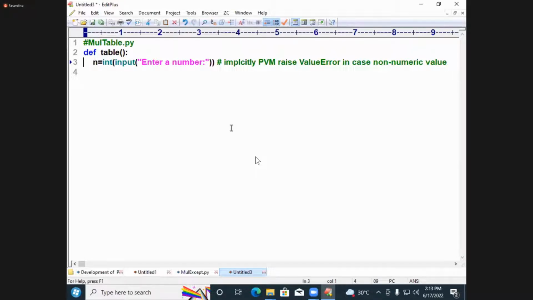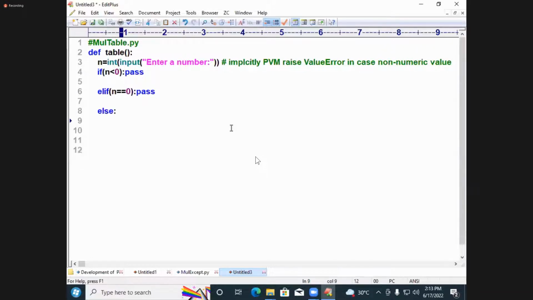Coming to this point, I'm going to take it. After that, I'm going to have some comparison. If n less than 0, pass. elif n double equal to 0, pass it. Next, else.